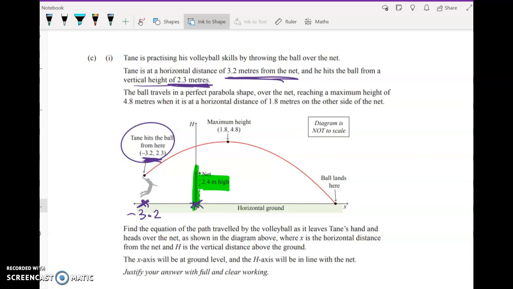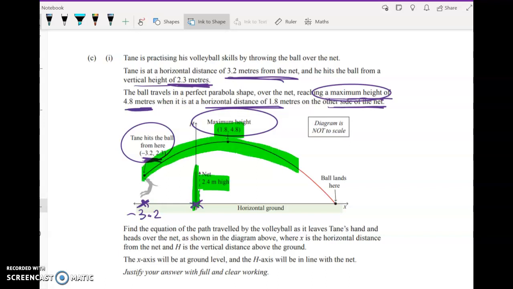The ball travels in a perfect parabola shape over the net. It reaches a maximum height of 4.8 meters, so there's your clue word for the vertex, when it is at a horizontal distance of 1.8 meters on the other side of the net. So that's a long way of saying this, right? The maximum height has been given to us here. And as soon as I see that, I think I need the vertex form, even kind of before I know what's coming up. Because we haven't got an equation here, getting an equation will help me solve the problem. So the ball is going to go whoosh over here and it's going to land here.